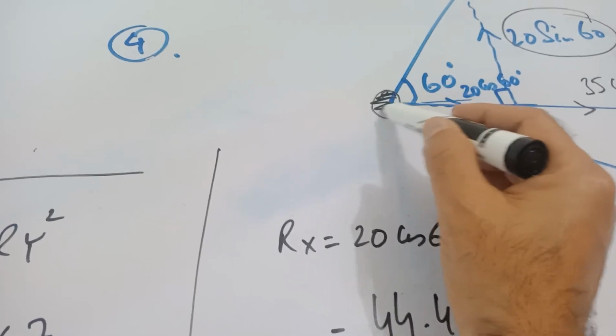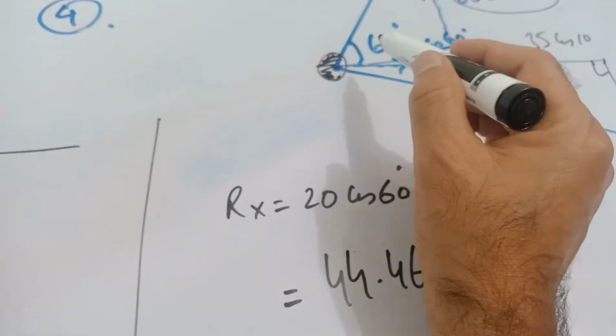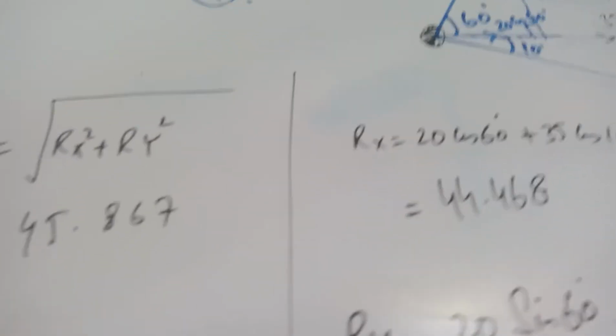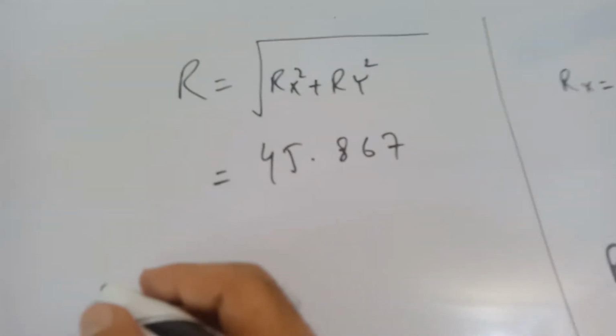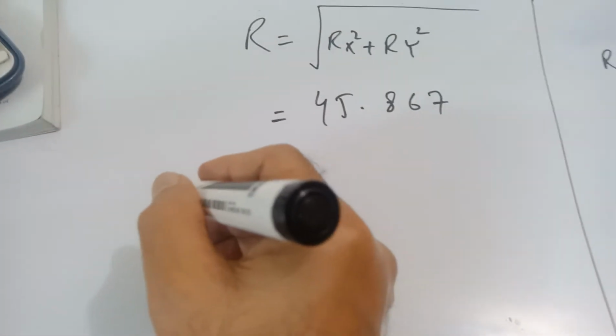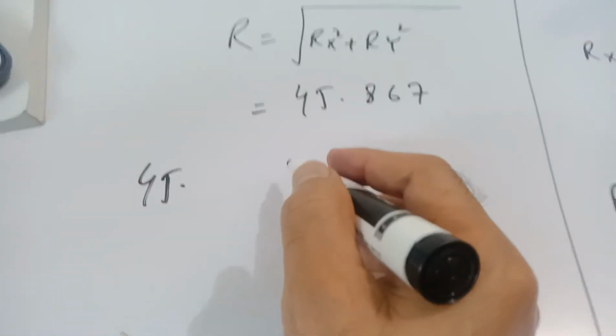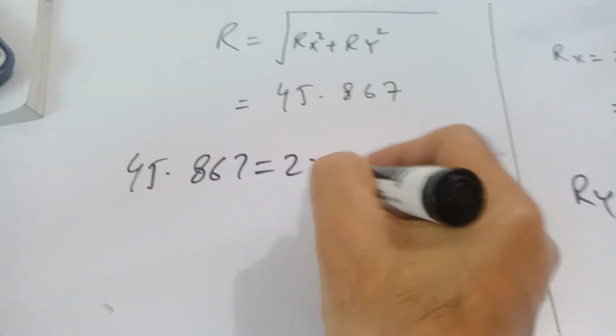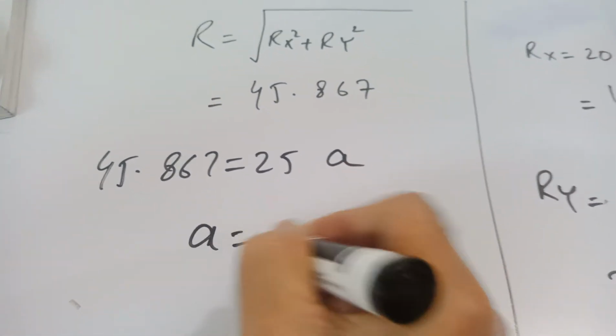Right now we are not concerned about the direction. Oh, he has asked for the direction as well. So let me first of all find the acceleration. F equal to ma, that is 45.867, and its mass was 25. So from here you get the acceleration.